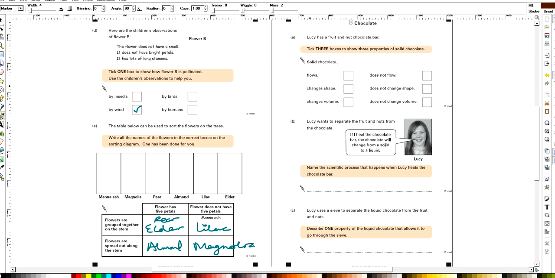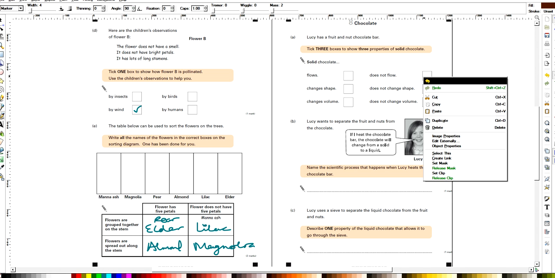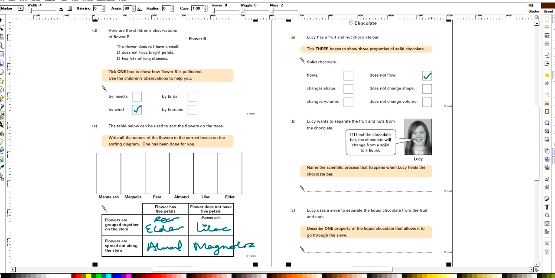Okay, question number 8. Lucy has a fruit and nut chocolate bar. Tick 3 boxes to show 3 properties of solid chocolate. So how would you describe solid chocolate? Does not flow. Excellent. Does not change shape. Does not change volume. These are all the properties of solid chocolate. Flows would be liquid, change shape would be liquid and gas, change volume would be gas. So it's definitely these three here.